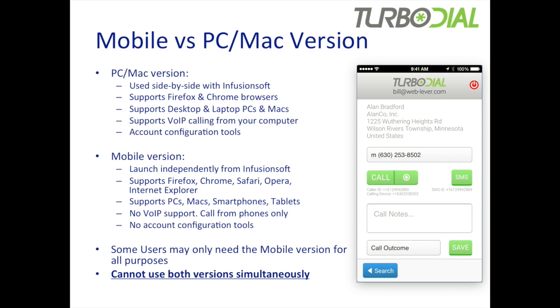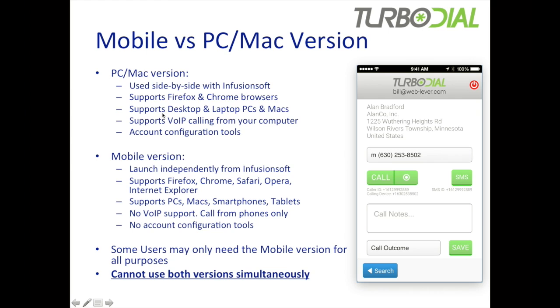So let's talk about some of the other differences between the PC and Mac version of turboDial versus the mobile version. The PC Mac version is used side by side with Infusionsoft on your PC, whereas the mobile version launches independently from Infusionsoft, and that's important because some of the devices you're going to want to use it on don't support Infusionsoft. The PC Mac version supports Firefox and Chrome browsers only, whereas the mobile version supports Firefox, Chrome, Safari, Opera, and Internet Explorer. So you can use it on a wider set of browsers.